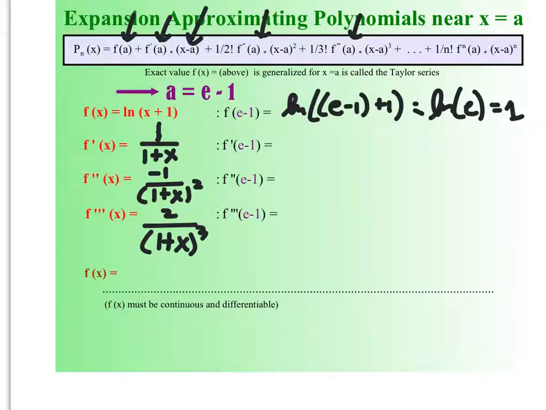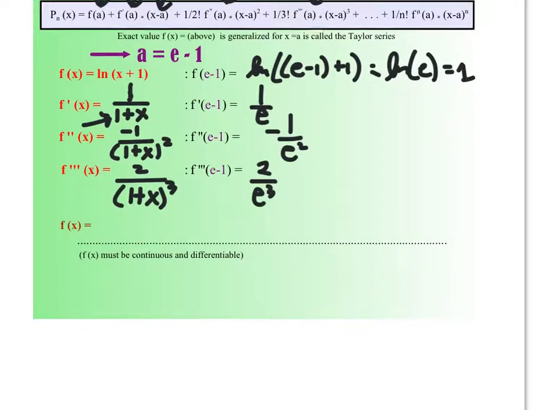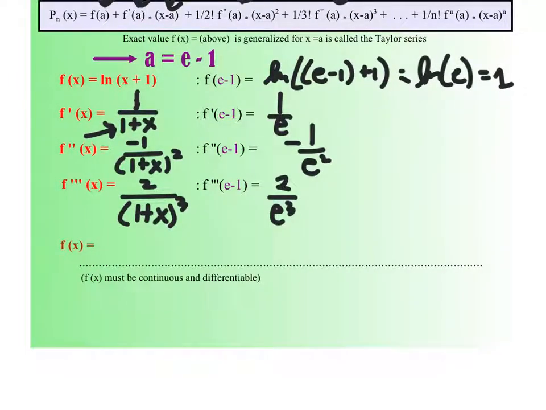F prime, if I put in e minus 1, the 1 here and the negative 1 are going to cancel. I'll get 1 over e. Okay, and the next one, I'll get negative 1 over e squared. And the next one, I'll get 2 over e cubed. So now I can build my Taylor polynomial.